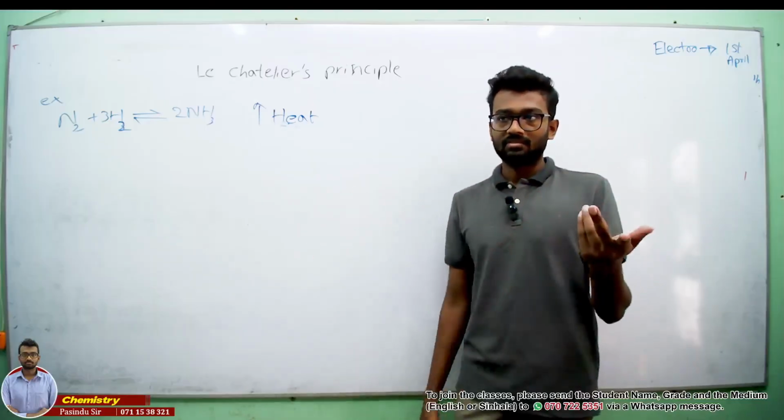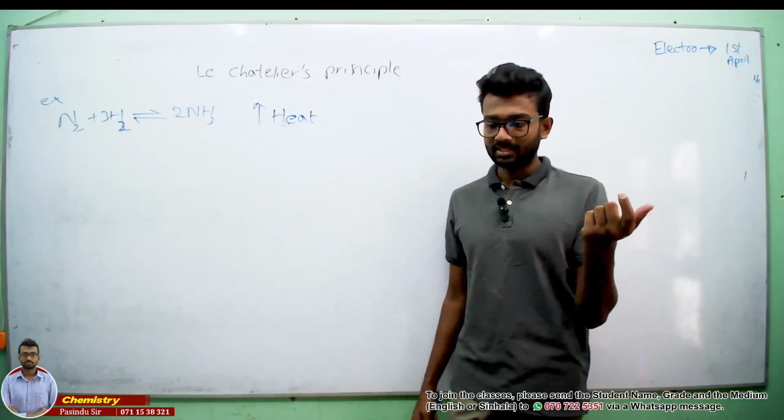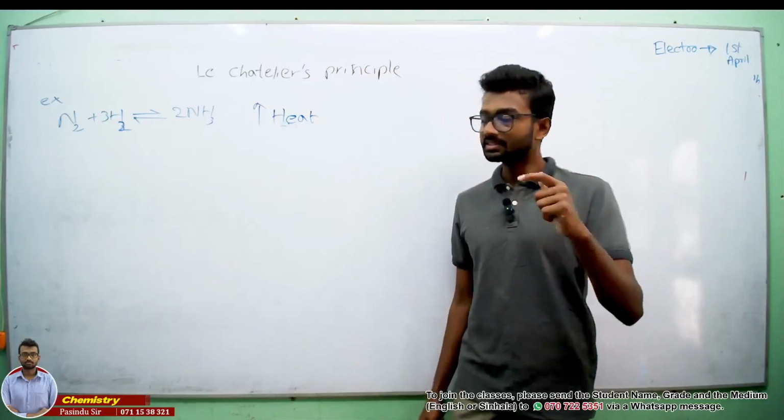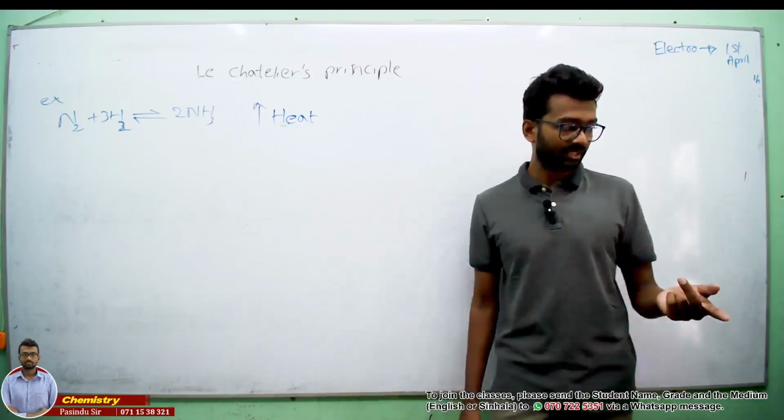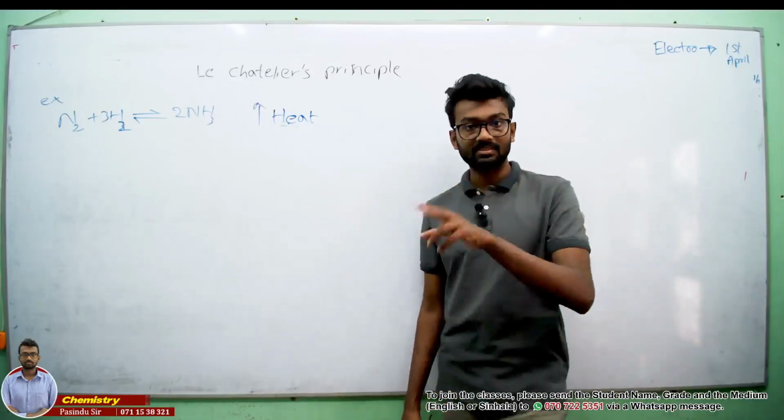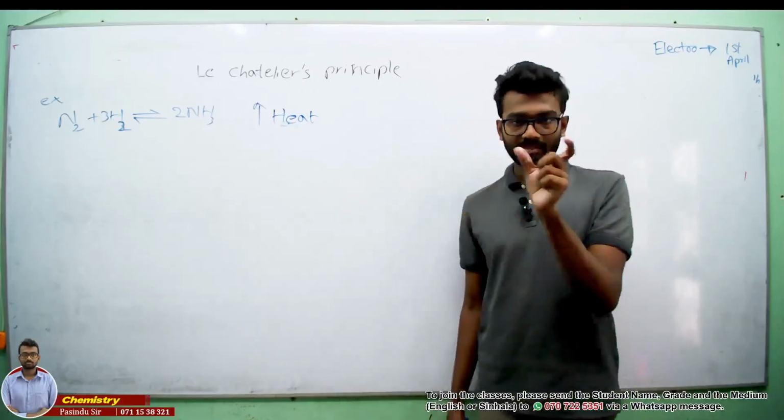Overall, when you increase the temperature by 10 degrees Celsius, the reaction speed doubles, right? Remember? The reaction speed doubles for every 10 degree increase, on average.